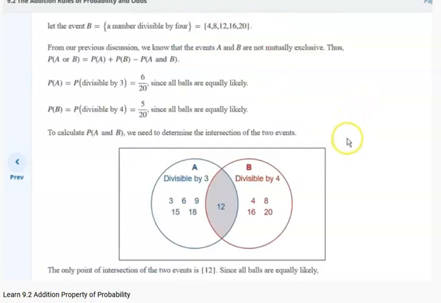And I like the idea that they're showing us the Venn diagrams. I think that helps us tie in with what we've had in the past, and then showing us the events when they're not mutually exclusive. You can't have the doubling because this number was already included.